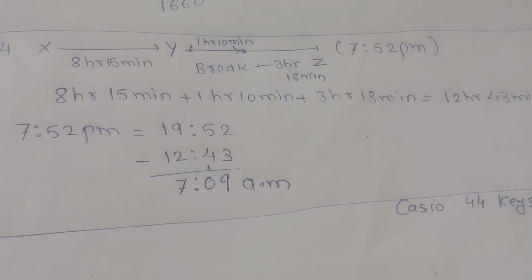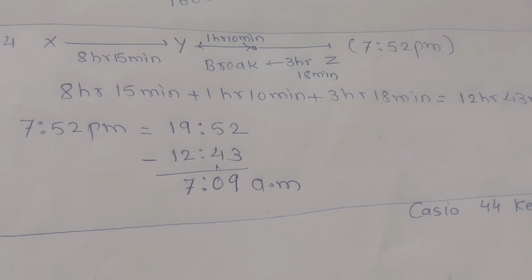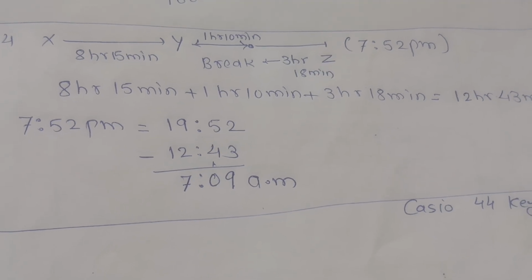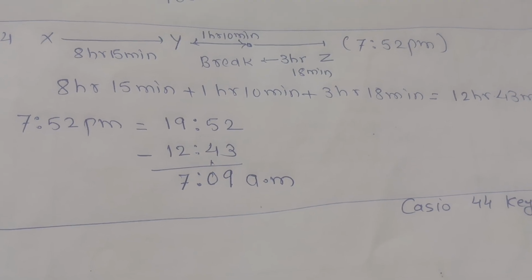We get 12 hours 43 minutes. Now convert 7:52 p.m. into 24-hour clock format. It will give 1952. Subtract the total journey time and we get the answer 7:09 a.m. So he left city X at 7:09 a.m.